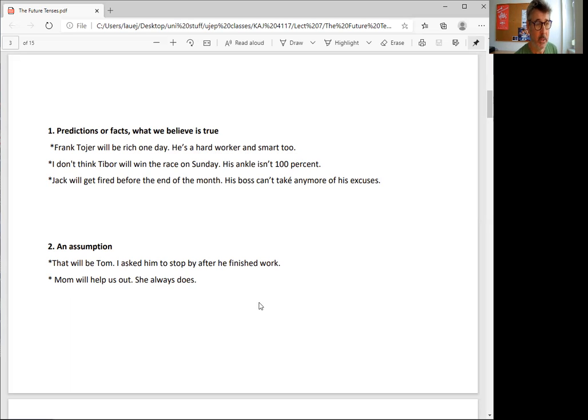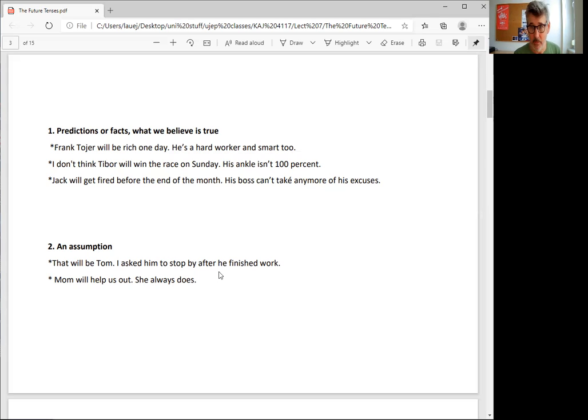So an assumption here is: there's a knock on my door, and I can't see through the door. I don't know who it is, but I assume it will be Tom. So I say, oh, that'll be Tom. It's kind of British English, but that will be Tom. You can see here, because I asked him to stop by, right? I asked Tom to come and drop off a book. And so the door rings, or there's a knock on the door. Oh, that'll be Tom.